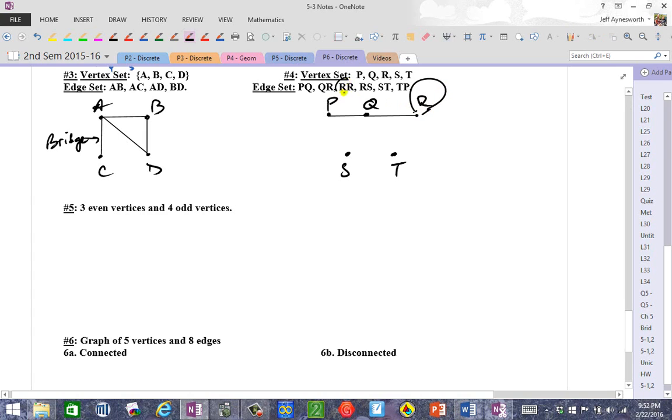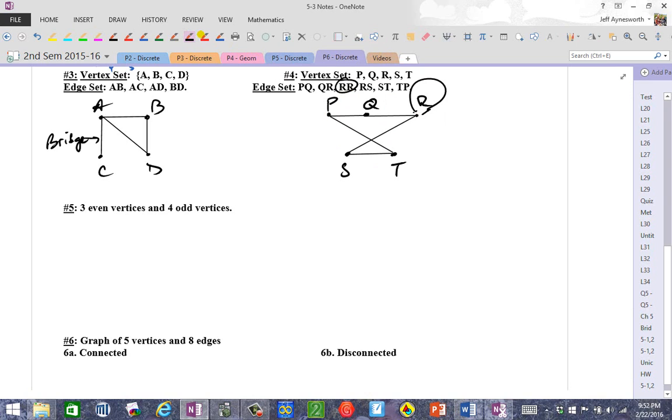All right, RS. Put in the sound effects. It makes it more fun. So RS. All right, ST. All right, and TP. Right up there. Okay, there you go. That's all there is to it.